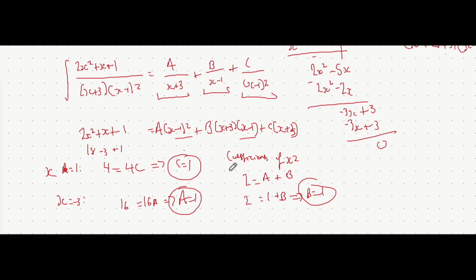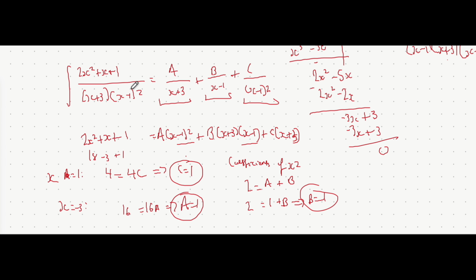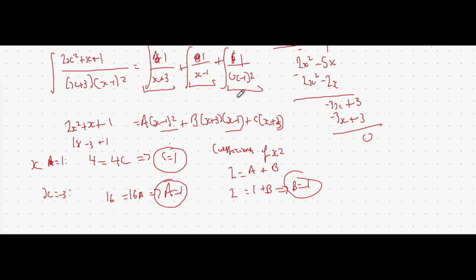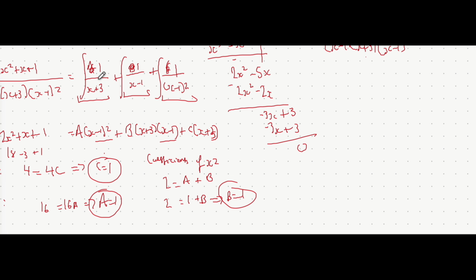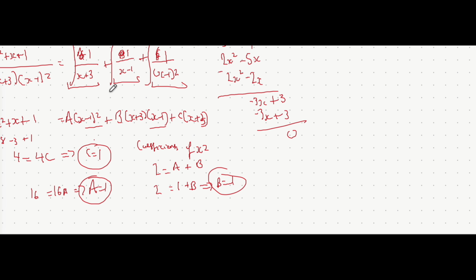Now that we got values of a, b, and c, we can say that this whole fraction here is equal to 1 over x plus 3 plus 1 over x minus 1 plus 1 over x minus 1 all squared. So the integral of the left-hand side is the integral of each of these individual parts. As the final part of the question, we just want to integrate these 3 individual parts and join them together. So let's call this option 1, option 2, and option 3.